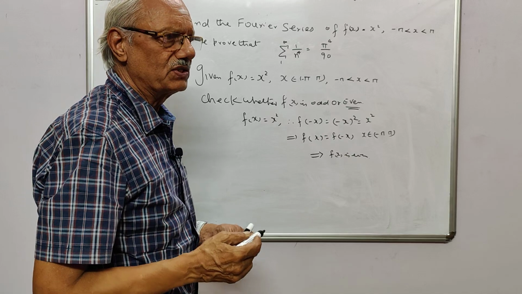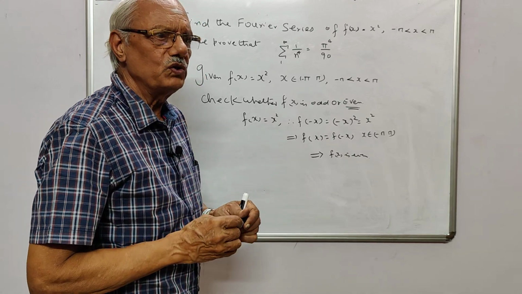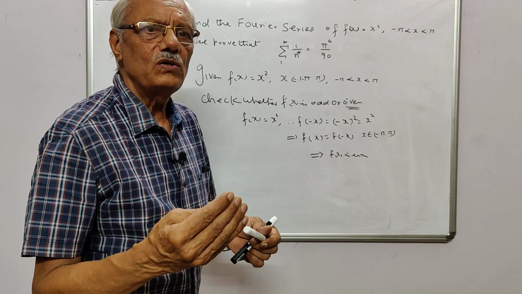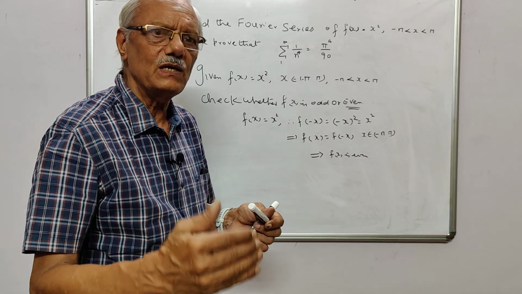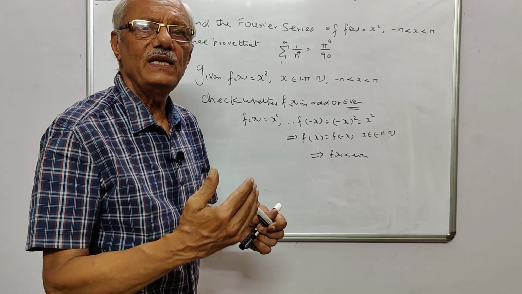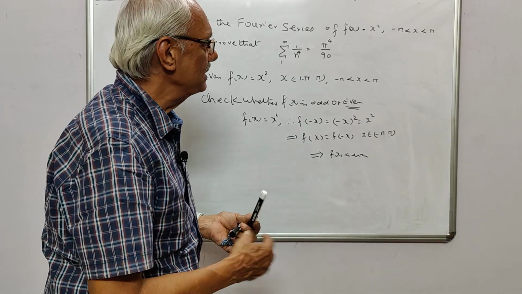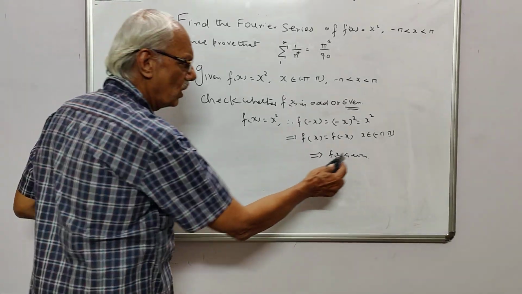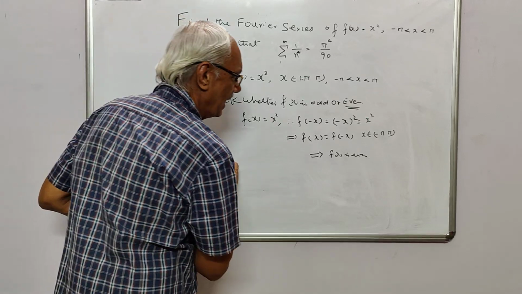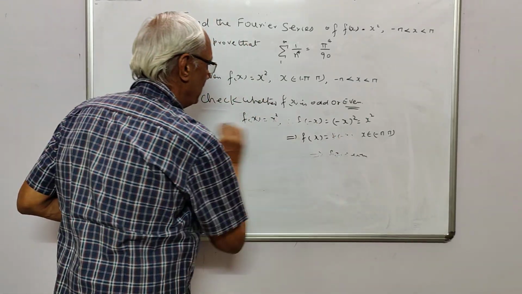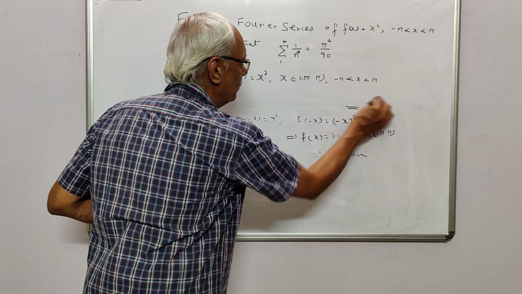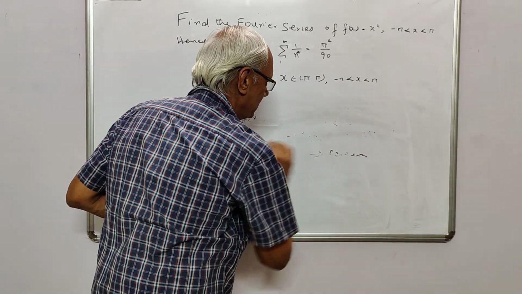When it is an even function, see why we do this is in order to lessen our labor of finding the Fourier coefficients. I'll write here. So I have found that f of x is an even function. Now let me write the given series. Now this is given to you.